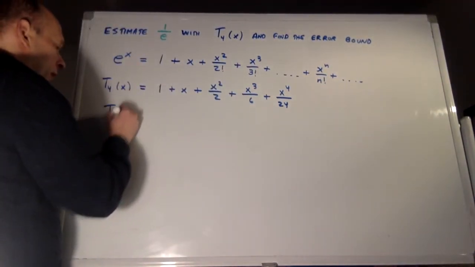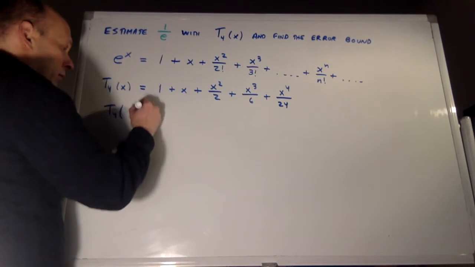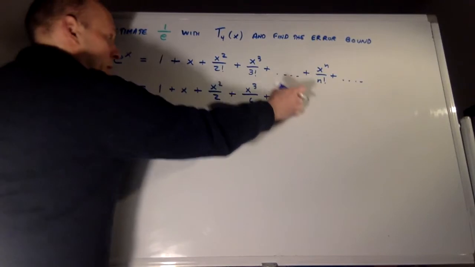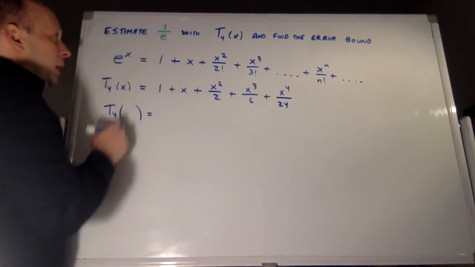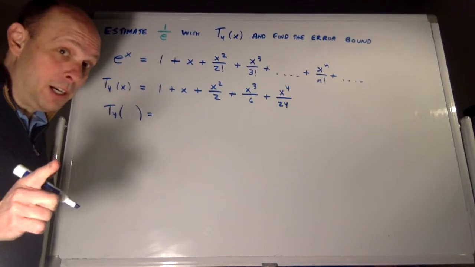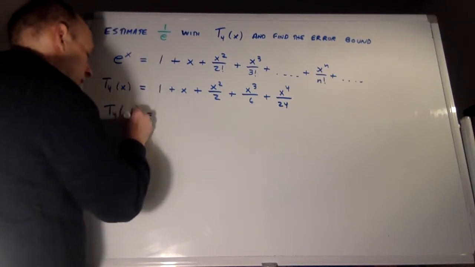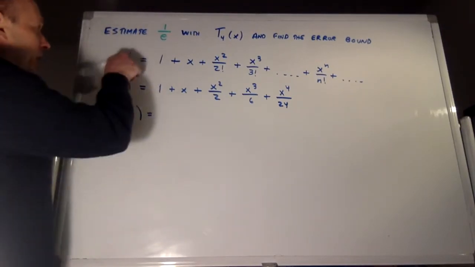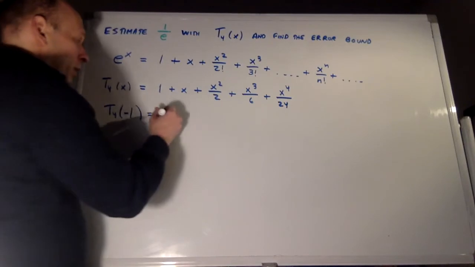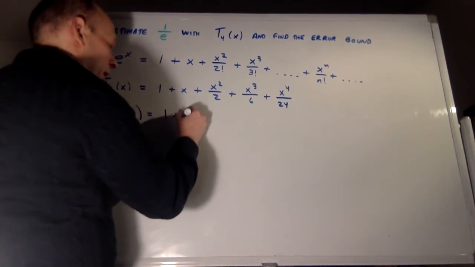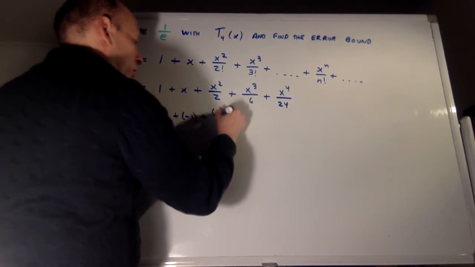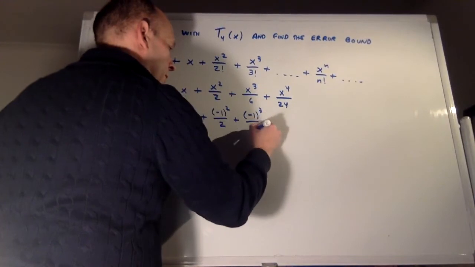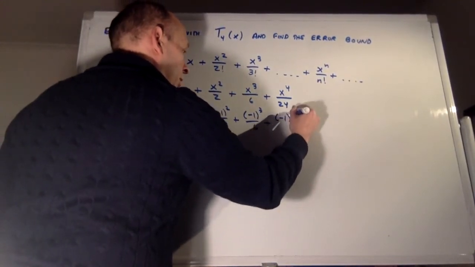So I know my 4th degree Taylor polynomial evaluated at something. Well, what am I going to evaluate here? I've got e to the x is sort of equal to this; we truncated it. So we want 1 over e. Obviously, that's e to the negative 1. So we're doing the 4th degree Taylor polynomial evaluated at x equals negative 1. e to the negative 1, in other words, 1 over e. So we have 1, plus a negative 1, plus a negative 1 squared over 2, plus a negative 1 cubed over 6, plus a negative 1 to the 4th over 24.